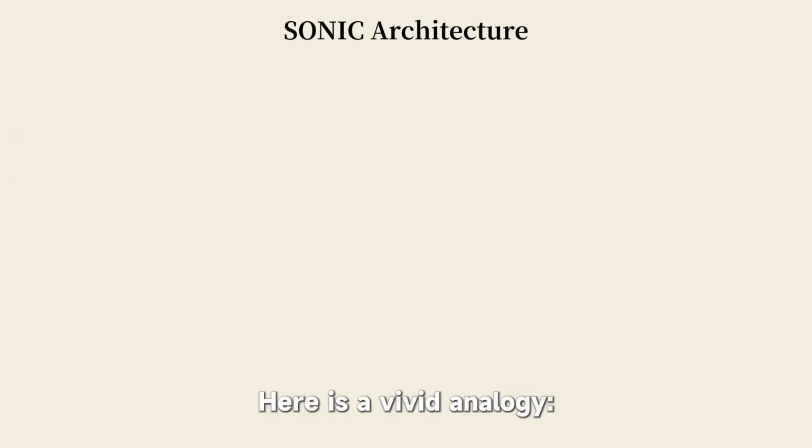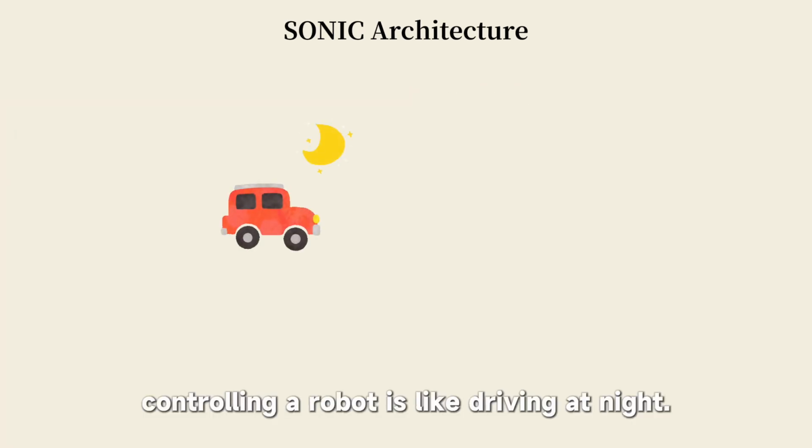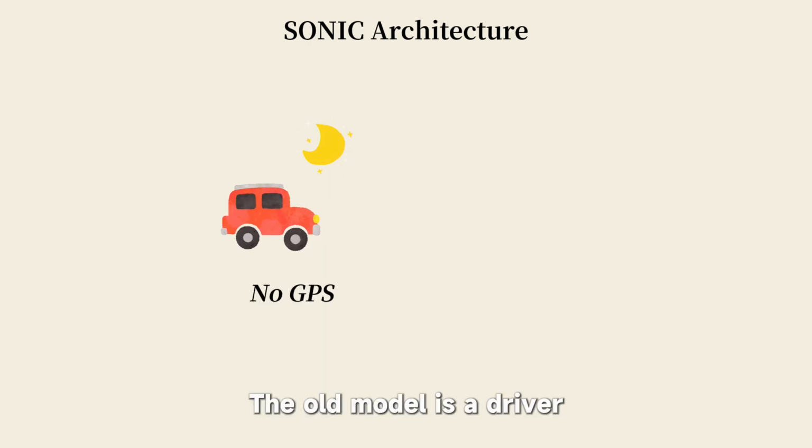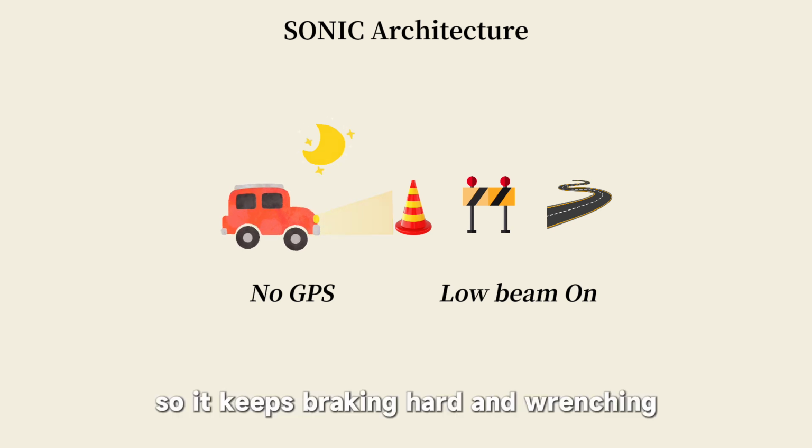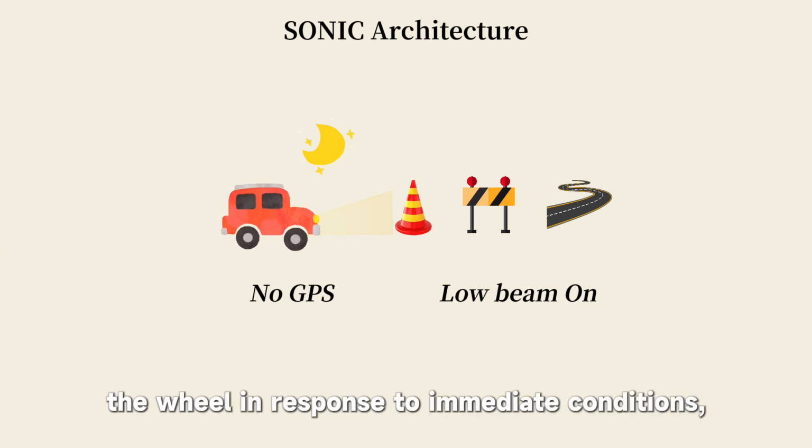Here is a vivid analogy. Controlling a robot is like driving at night. The old model is a driver with no GPS and only low beams. It sees just the current speed and the road 1 meter ahead, so it keeps braking hard and drenching the wheel in response to immediate conditions.